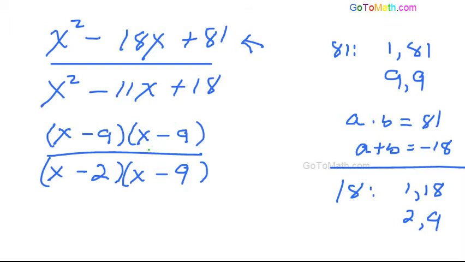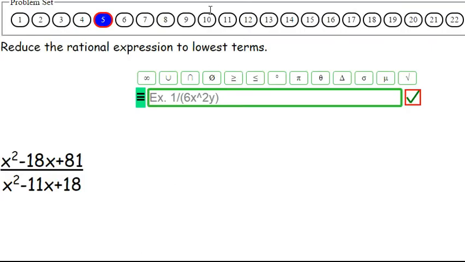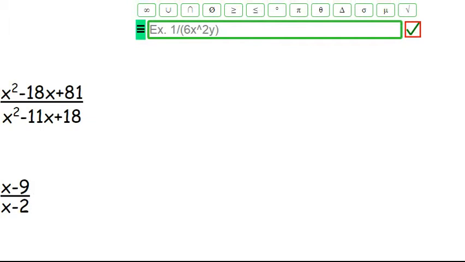Well, those factors are going to cancel out. That's the good news. So we have x minus 9 over x minus 2. This thing's going to reduce down to x minus 9 over x minus 2.